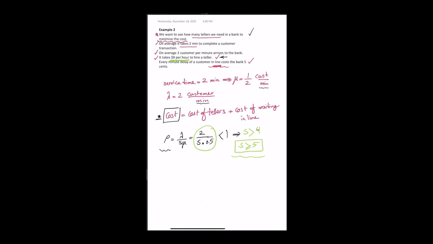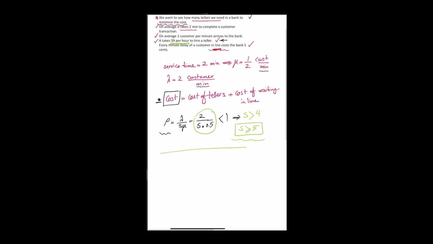So the possible numbers of servers that we are going to look at are 5 servers, 6 servers, 7 servers, and so forth. We are not going to look at the possibility of having 2 servers or 3 servers, because in those scenarios the system will not be in the steady state; the system will explode. So we are not going to look at this queuing system in those scenarios. The number of servers should be at least 5. So we are going to look at these scenarios.